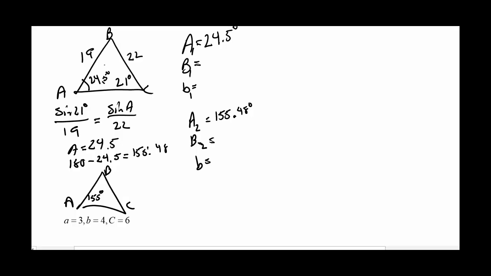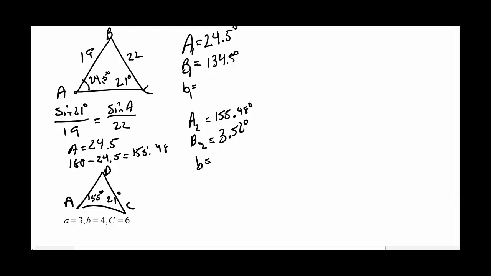Okay, so then I want to take the angle C's, the 21 degrees, and then the other two. So let's take 24.5 plus 21, and let's subtract that from 180. So for that triangle, I get 134.5 degrees. And do the same thing for the 155. So that I get a very tiny angle of 3.52 degrees.